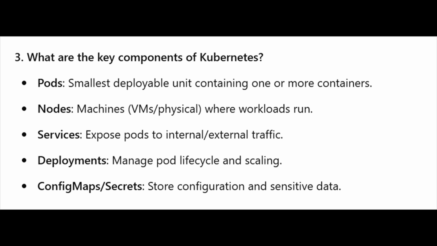What are the key components of Kubernetes? Pods, the smallest deployable unit containing one or more containers. Nodes, machines, VMs or physical, where workloads run. Services, expose pods to internal or external traffic. Deployments, manage pod lifecycle and scaling. ConfigMaps and secrets, store configuration and sensitive data.